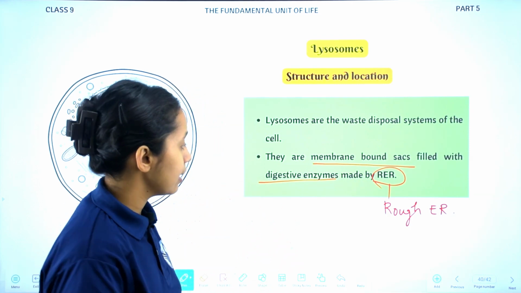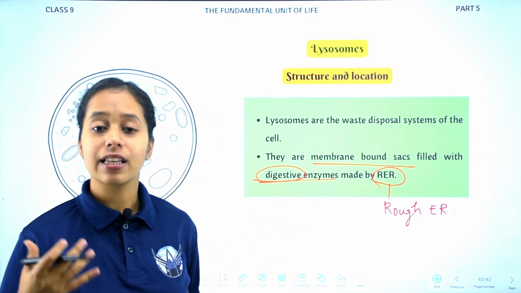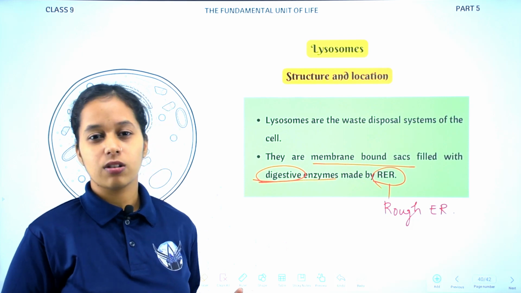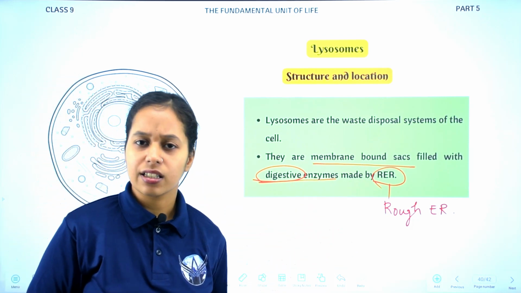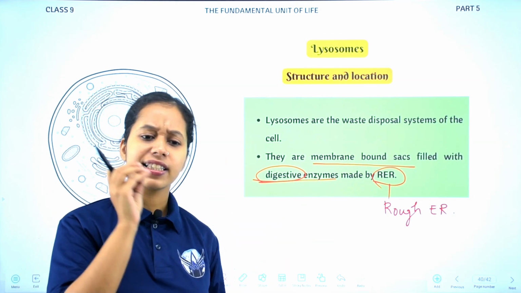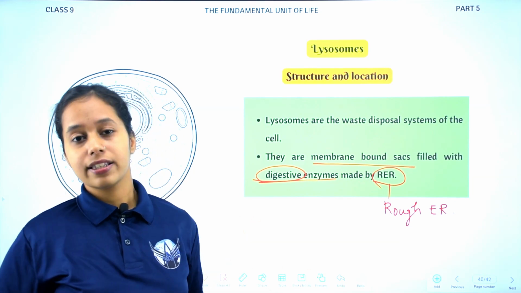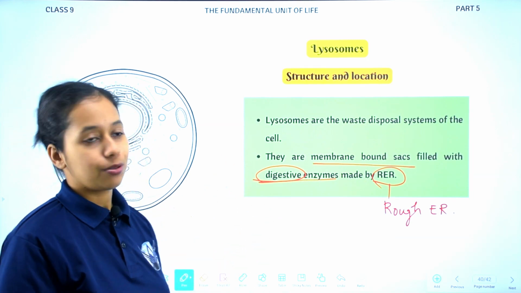So these digestive enzymes digest substances like any bacteria that the cell does not need, any other thing that the cell does not need, waste for example, or any dead cell organelle inside the cell that the cell does not need. All these things are digested or broken up by the lysosome.